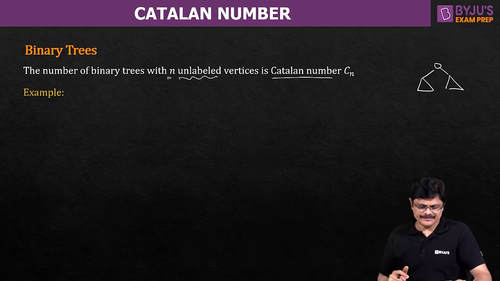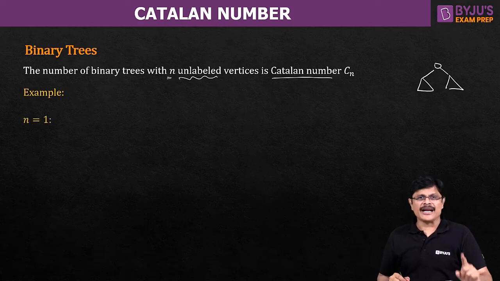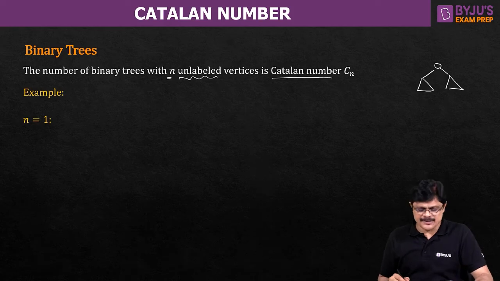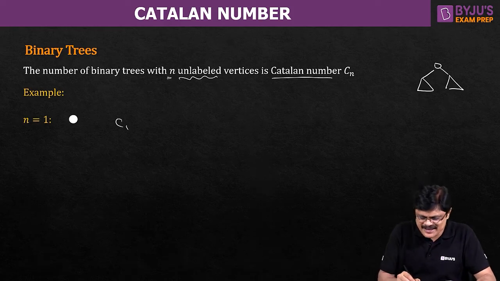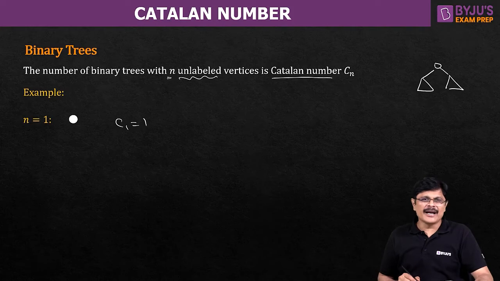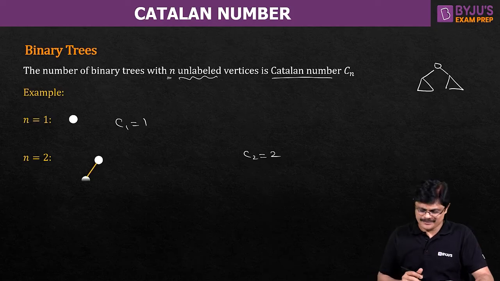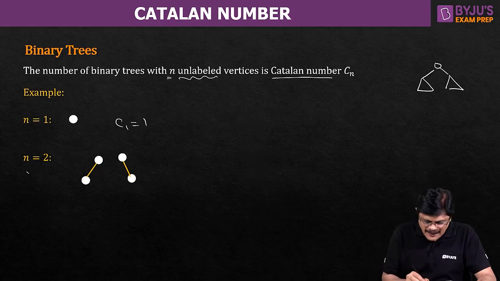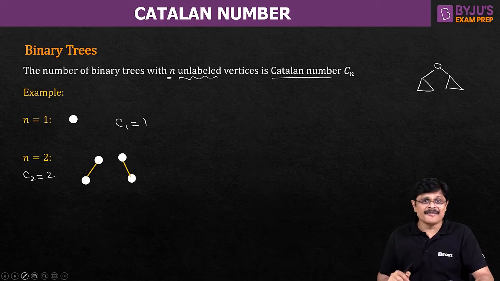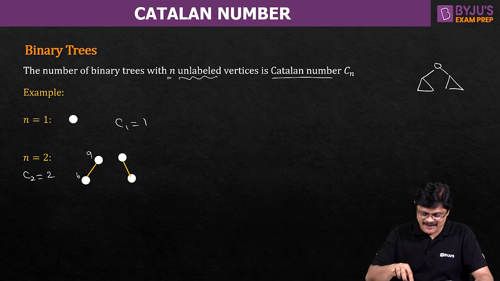Got it? For example, if you are having only one vertex or one node, how many binary trees are possible? This is the only binary tree, because C1 is 1. The number of binary trees with two nodes: according to the formula, C2. C2 is equal to what? 2. This is one, and the second one is this. These are the two binary trees with two nodes. Labels are not given, my dear friends, because if labels are given, AB and BA will be different. Please be careful. Am I clear?